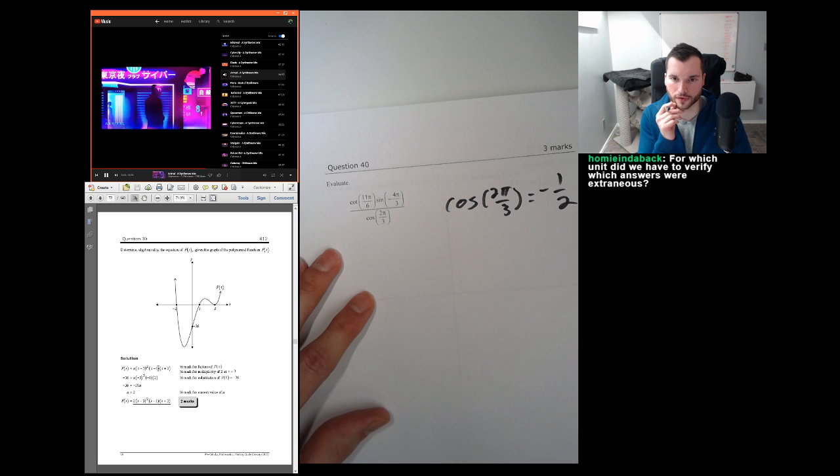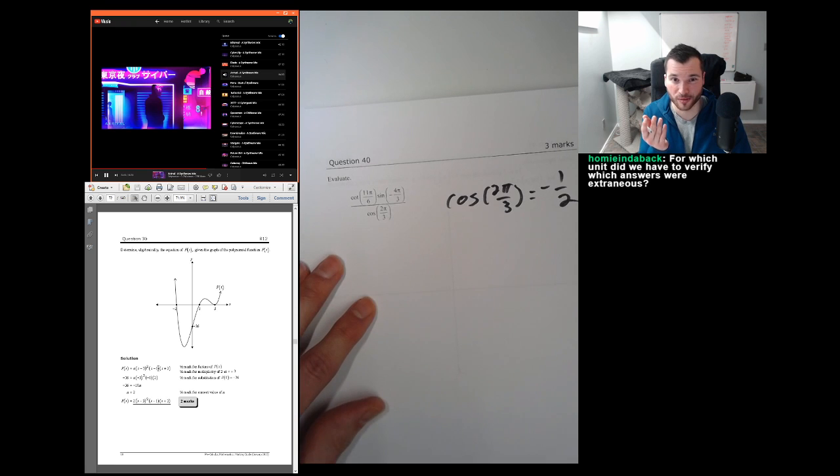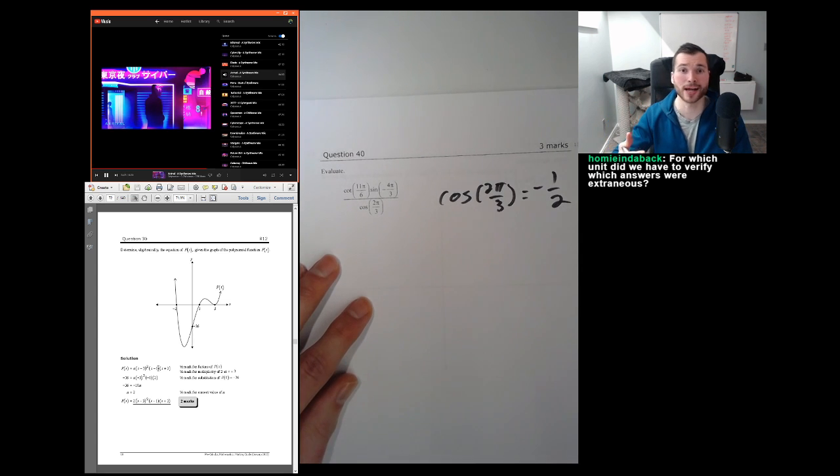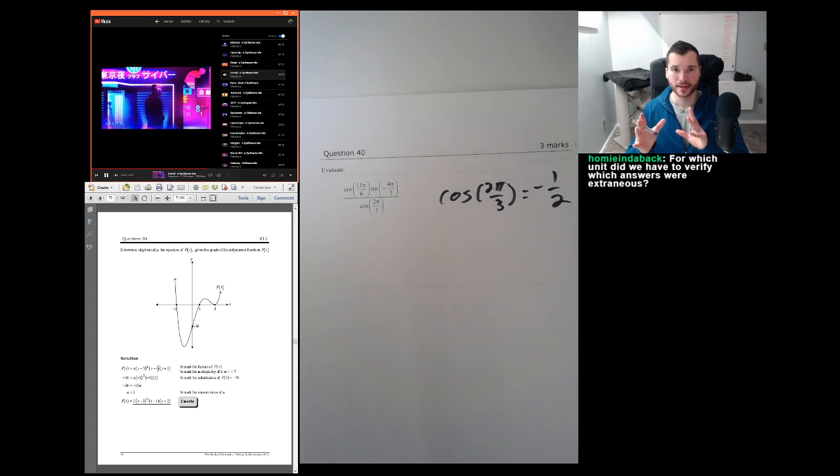For which unit do we have to verify which answers were extraneous? Pretty much any unit, really. It can happen in logs. It can happen in square roots. It can happen in rationals. Anytime you get an x value, if you solve for it, and it's coming from a function that has a restricted domain, you should go back and check: okay, can x actually be this, if it's a logarithm, if I have a square root, whatever, right? So yeah, square roots definitely, logarithms definitely, rationals.